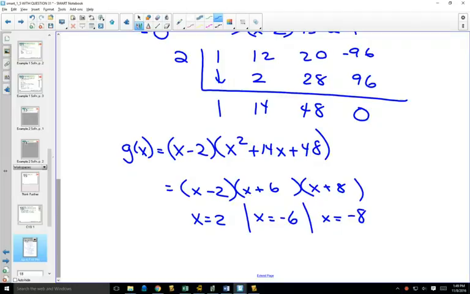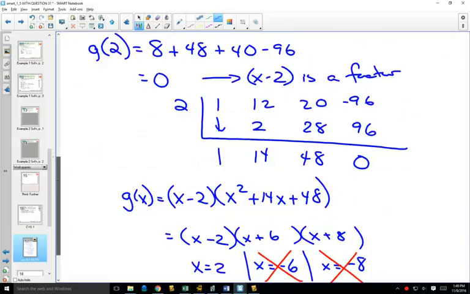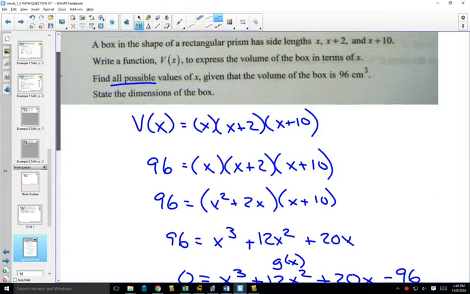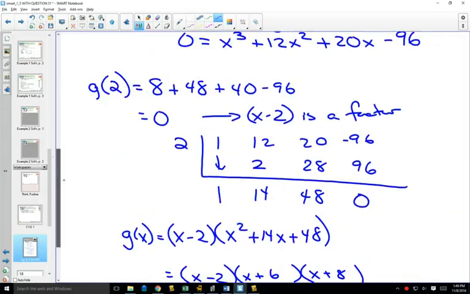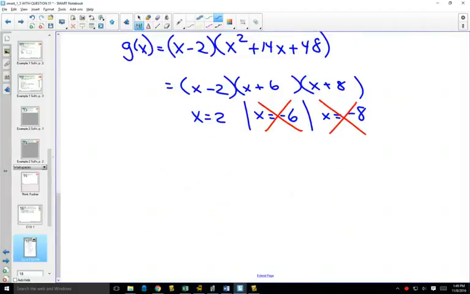But now if we think back to the context of our question, what did x stand for? It stood for one of the lengths of the side of a box. So in this case, both of those are not realistic. So again, what did the question ask? State the dimensions of the box. Only x equals 2 makes sense.